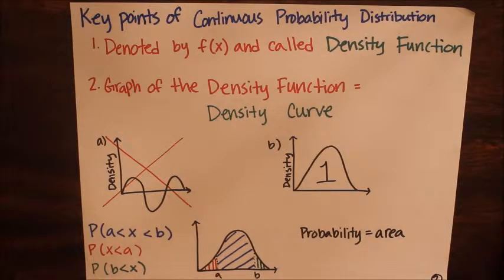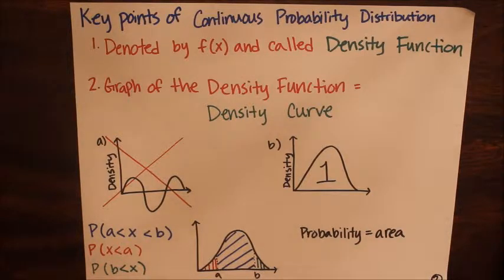These are the key points to remember about continuous probability distribution. 1. They are denoted by f(x), which is called the density function, and 2. The graph of the density function is called the density curve. Two points about the density curve are: A. The curve cannot go below the x-axis, and B. The total area under the curve will equal 1.